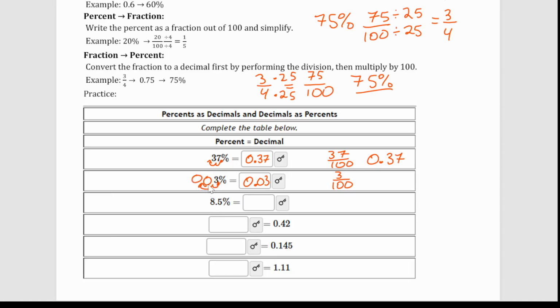Word of caution: you will want to always put that 0 in front, because sometimes people forget about that and they would just write down 0.3. 0.3 is 30%, not 3%, so be careful.